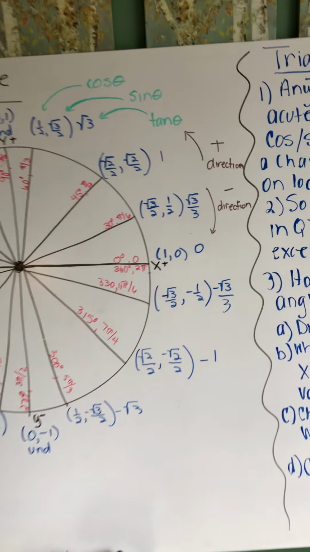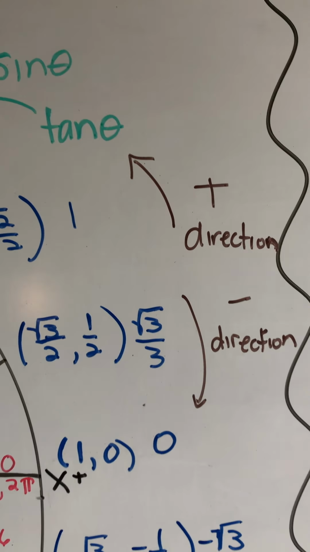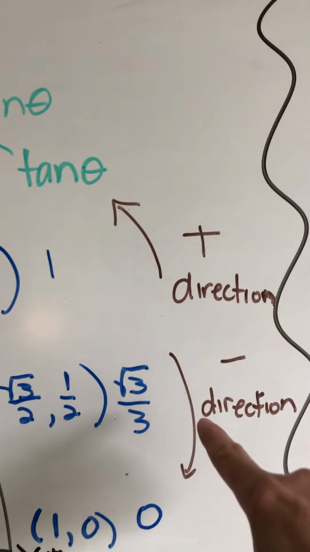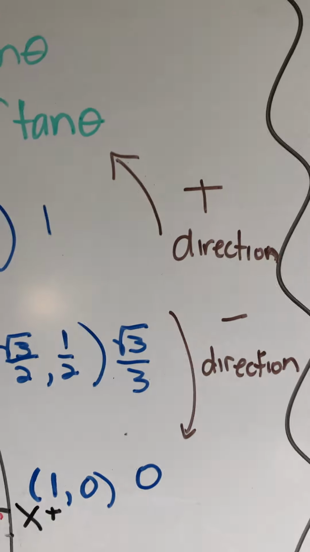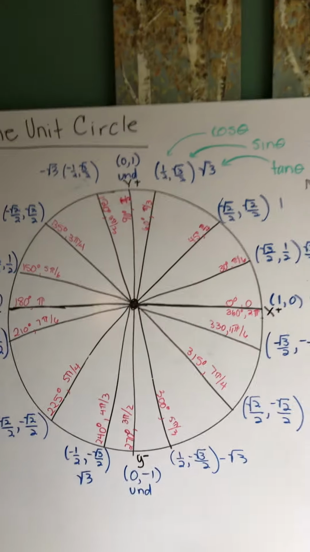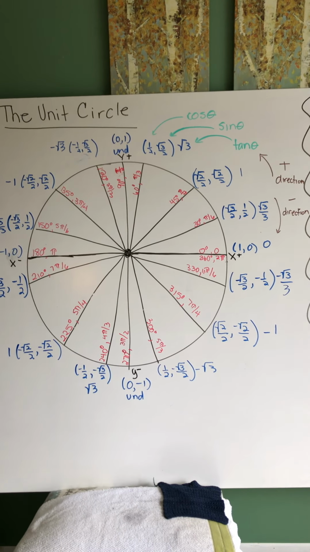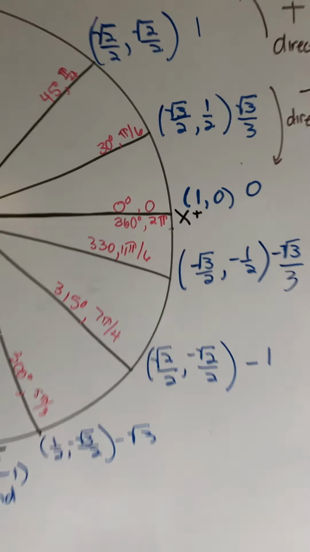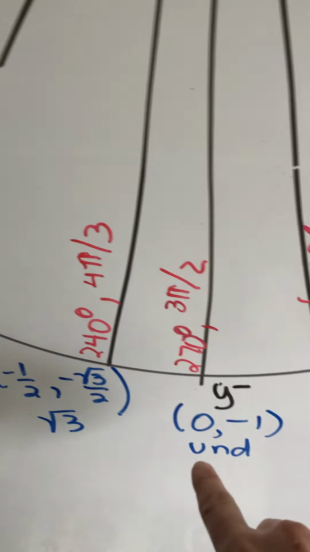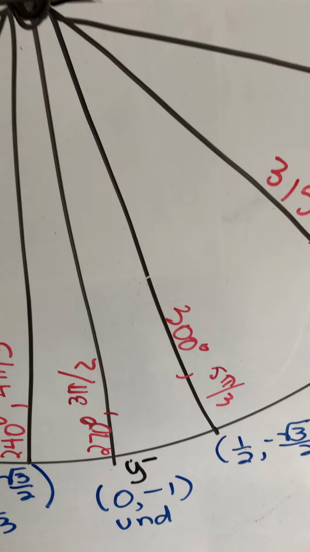I also want you to know that if you rotate upward from 0 degrees or 0 radians, that would be a positive angle measure. If you rotate downward, that would be a negative angle measure. Notice I also took the unit circle and pretty much laid it on an XY plane. So you can see here where the X's and the Y's are positive and where the X's and the Y's are negative. We're going to need those.